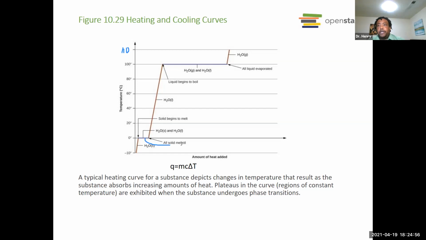So that line represents Q, and that's Q of fusion, which is basically melting, equals n, where n means the number of moles, times delta H fusion.